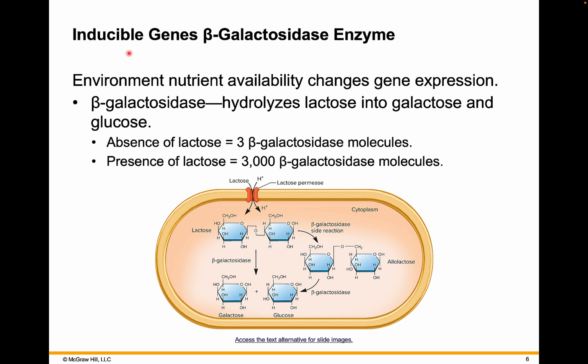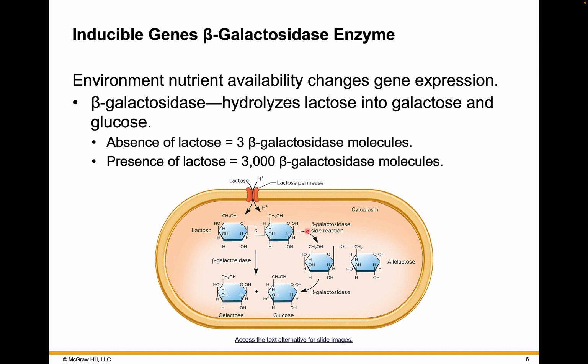Here is what happens with inducible genes. The inducible gene here encodes beta-galactosidase enzyme. Along with that, there will be two other enzymes. But due to the environmental nutrient availability, the expression changes. That means that the beta-galactosidase level can be controlled in a cell like E. coli. The function of beta-galactosidase is that it hydrolyzes lactose into galactose and glucose.